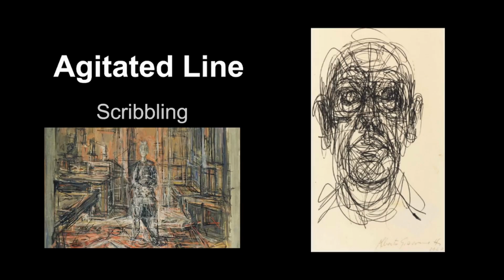Next up we have agitated line. We're not going to deal too much with agitated line, but some artists will scribble to kind of build up their values. These are two examples of works by Giacometti that are somewhat more gestural, so we can see the figure on the right. Through scribbling, he started to kind of build up those values.